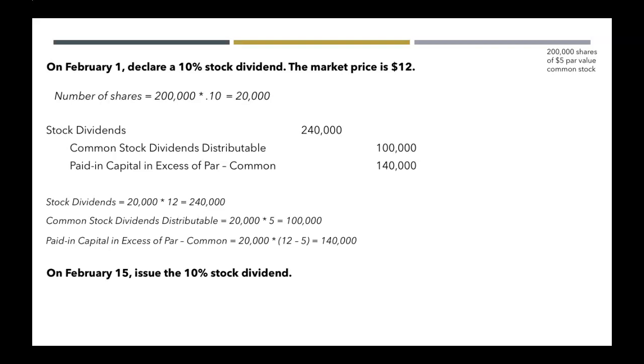Now, when a company issues the stock dividend, we debit common stock dividends distributable and we credit common stock. So we take it out of our distributable account and credit common stock, showing that we are now issuing this amount. And we get the 100,000 by looking back at the common stock dividends distributable amount in our declaration journal entry.